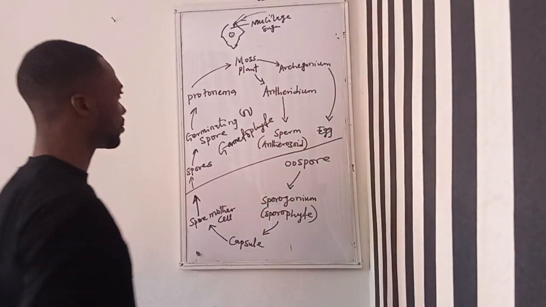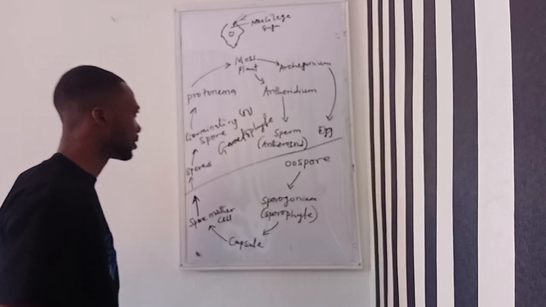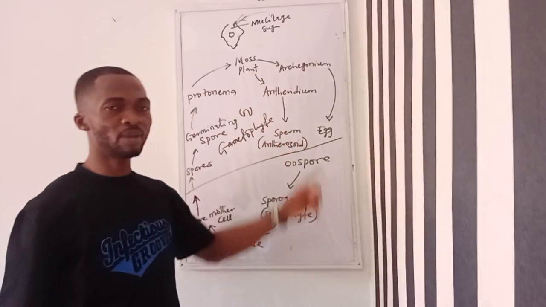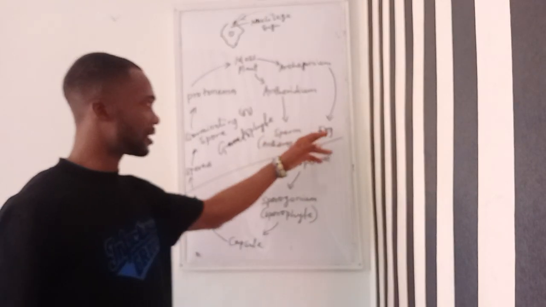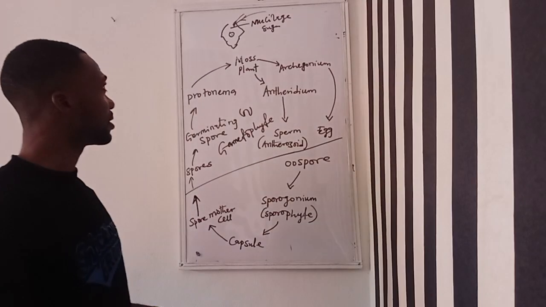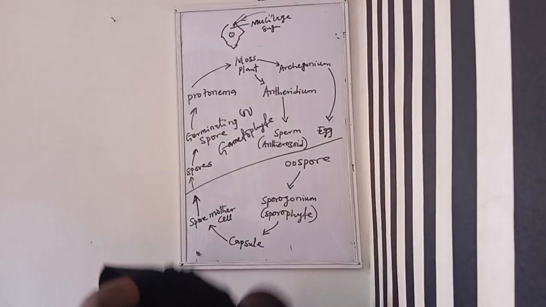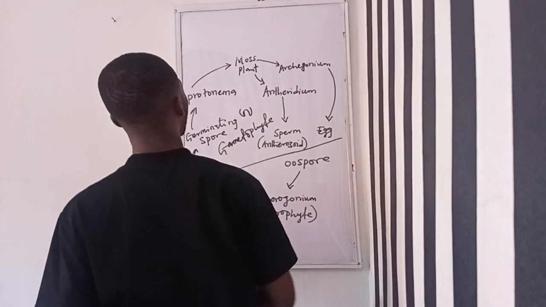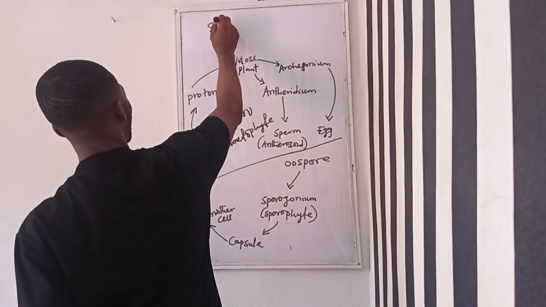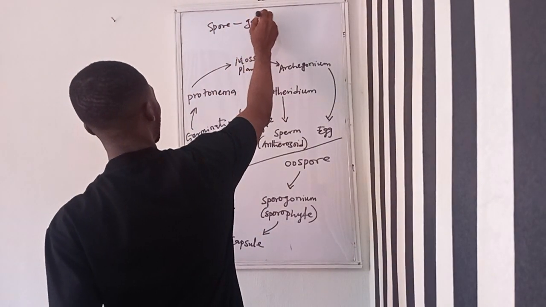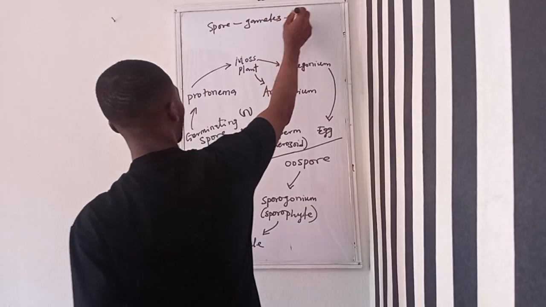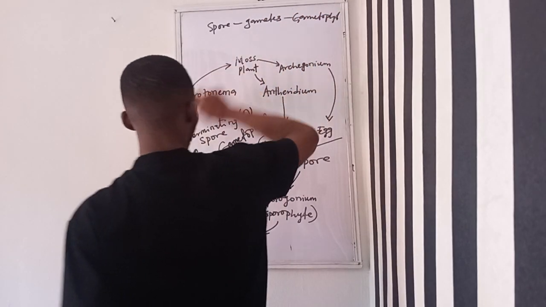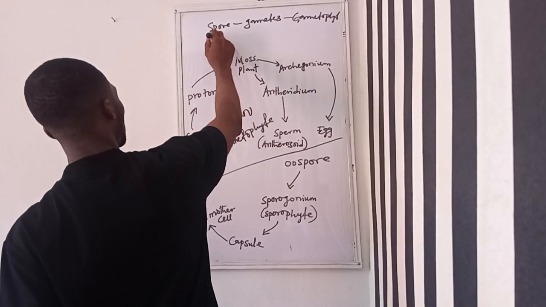So one may want to know what all the stages from the spore to gametes are called, because sperm and eggs are called gametes. All the stages from the spore to gametes are called gametophytes.